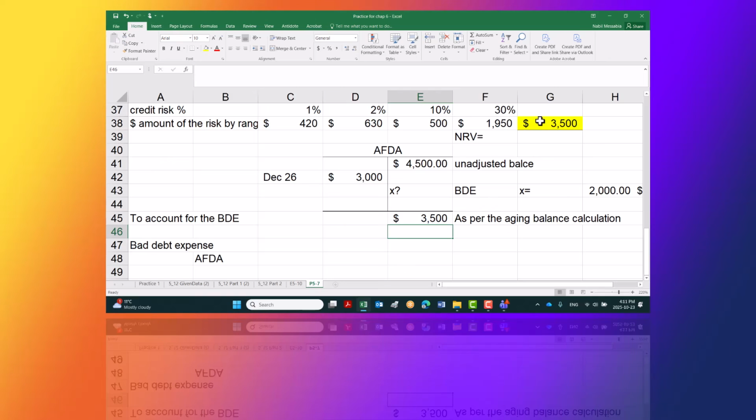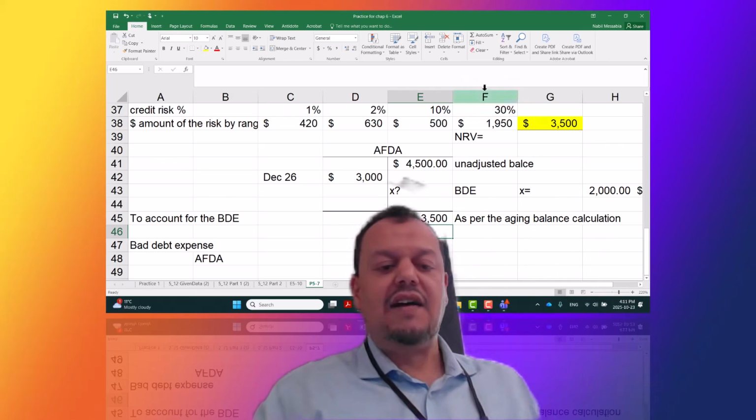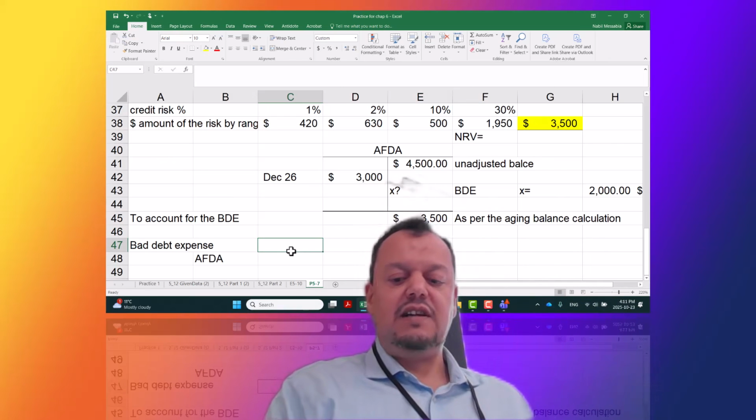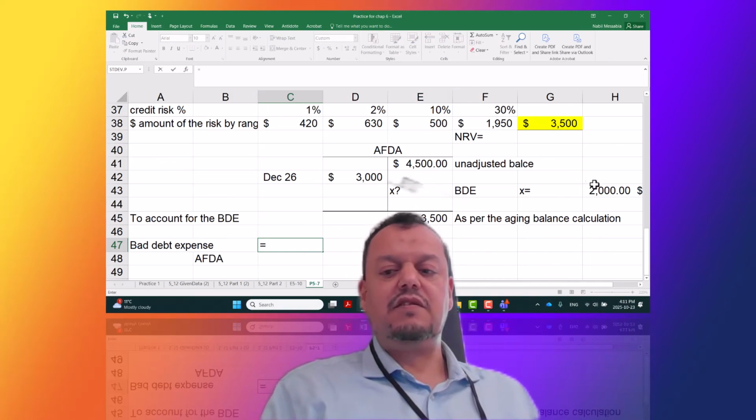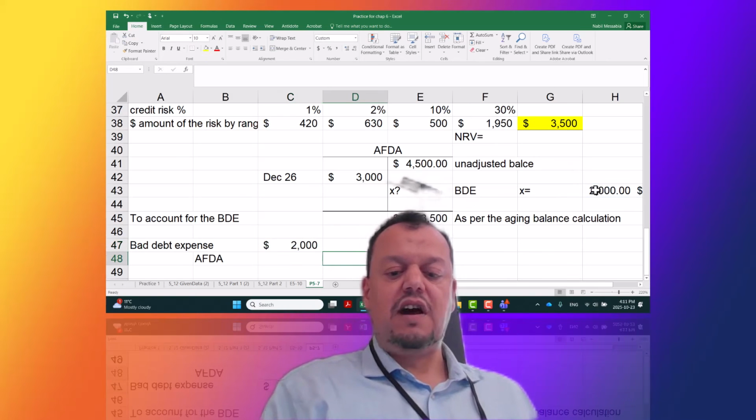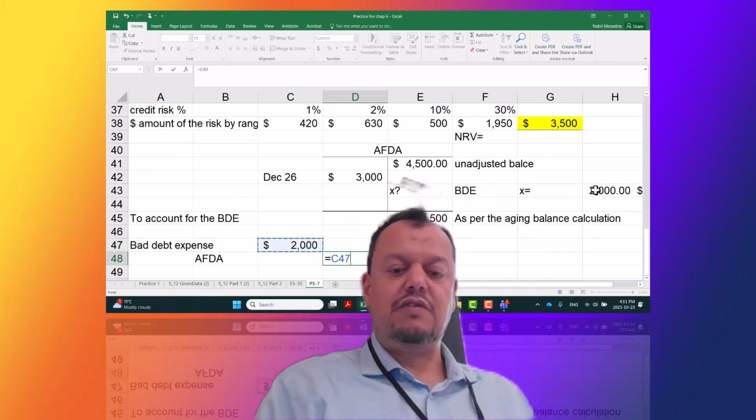The difference, so $2,000 should be my X, the amount of the bad debt, and then after that I make the journal entry: debit, bad debt expense 2,000, credit, allowance for doubtful account 2,000.